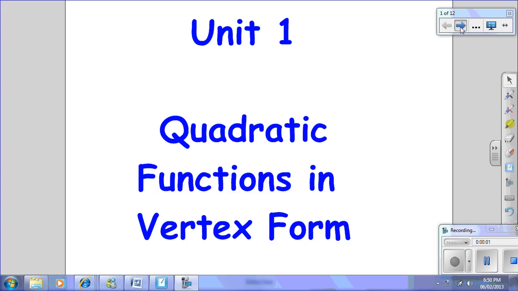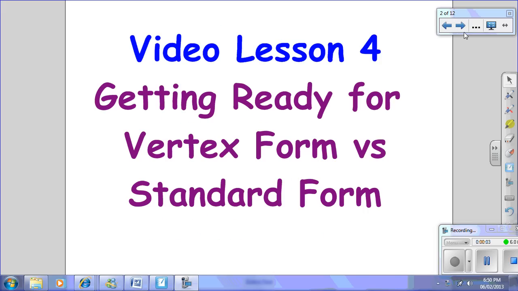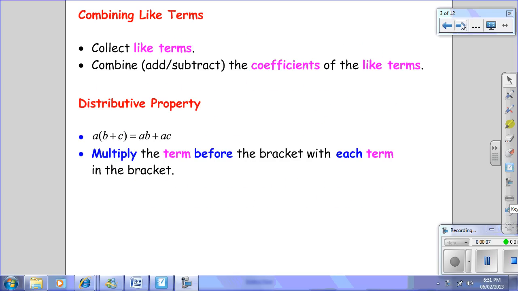Quadratic functions in vertex form. Getting ready for vertex form versus standard form. Before we can work on standard form and vertex form, we have to understand a few algebra concepts beforehand. So we need to remember how to combine like terms, so add and subtract them.